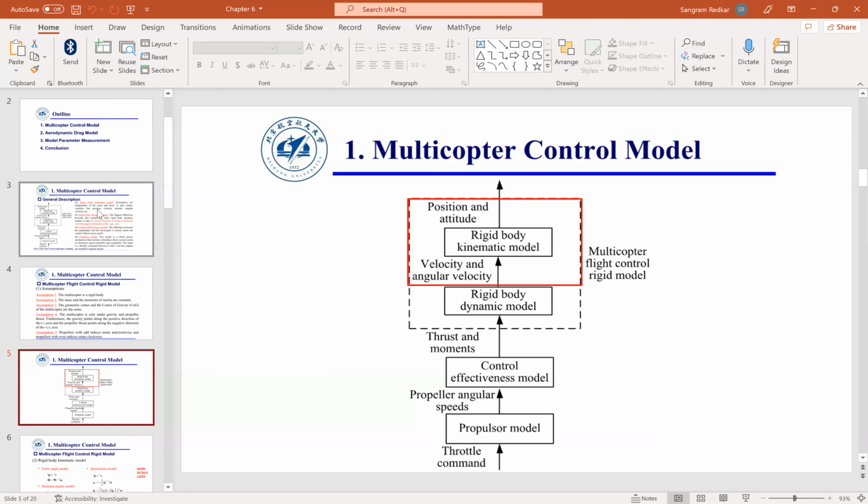To stabilize those, you add this control effectiveness model, which means how do you vary those forces and torques so that the dynamical system or the equation of motion is stable. And then you add the control effectiveness model and you add the propulsor model. And then basically that gives you the whole multicopter, or for that matter, any aerial robot control model.